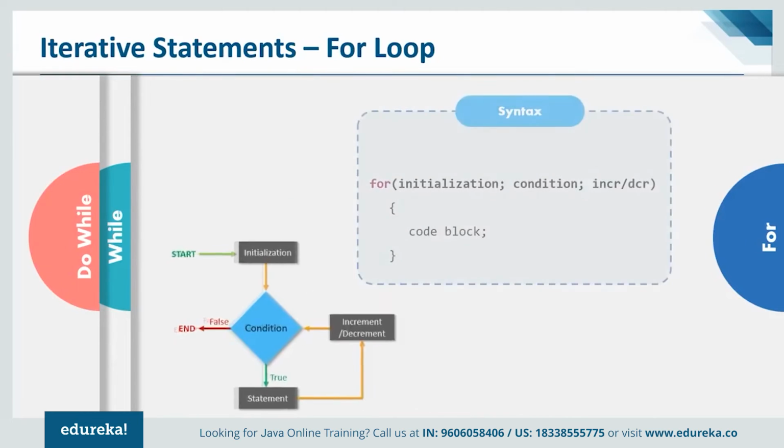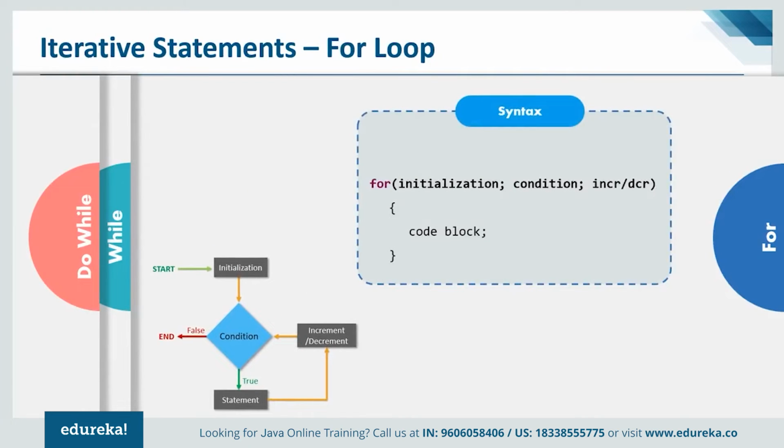So this is how the for loop will look like in syntax. In the for loop, you need to put your initial point, the condition is your ending point, and the increment or decrement operation, that is how you're gonna move from your initial point to the ending point in the condition.